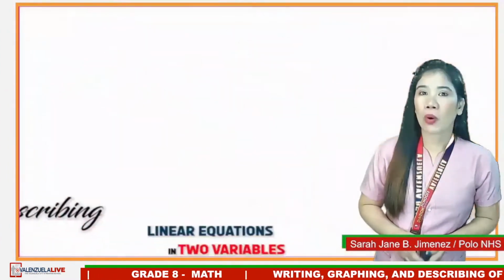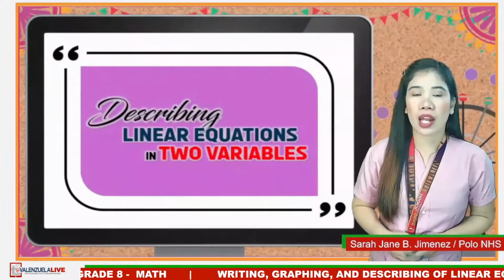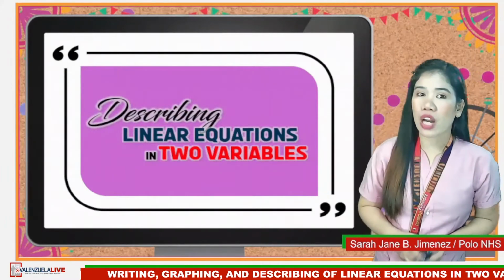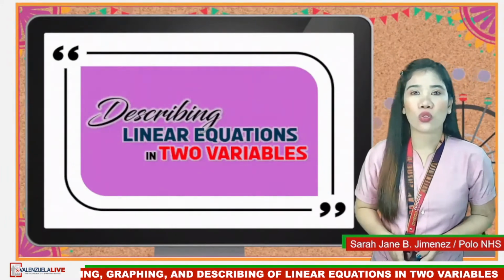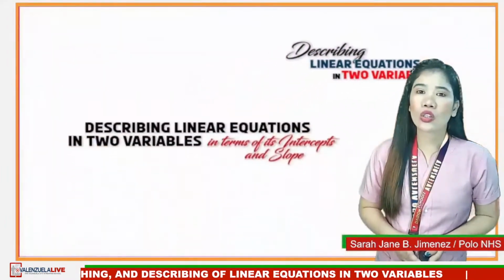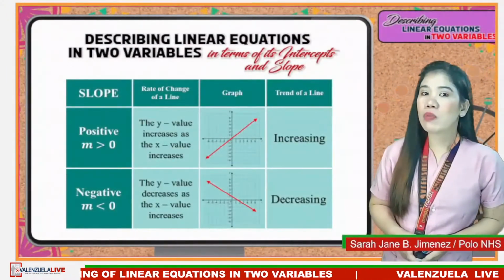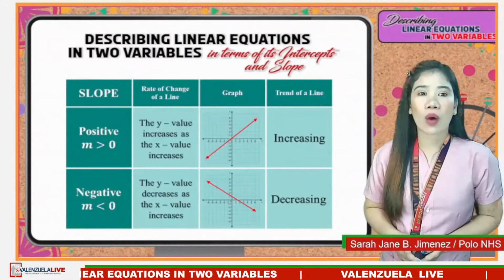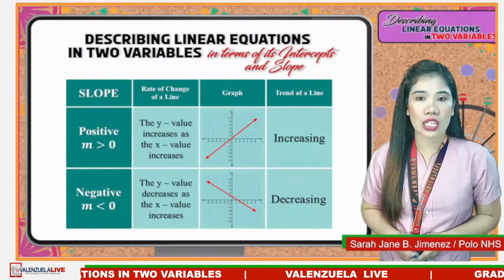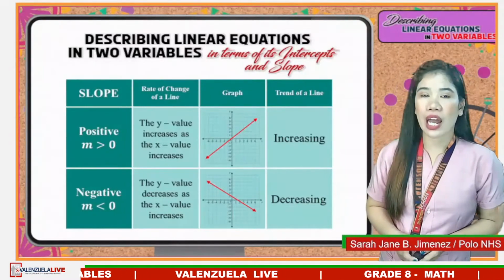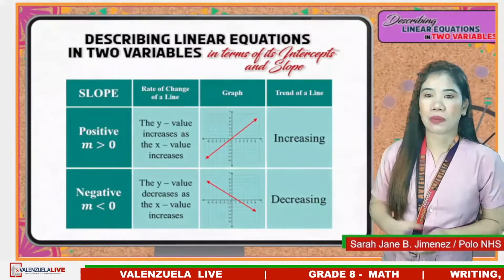It is important that we recall the types of line according to their slope, which will be used in describing linear equations in two variables. According to what we have learned from the previous lesson, if the value of slope is positive, the y value increases as the x value increases. Thus, the trend of the line is increasing.